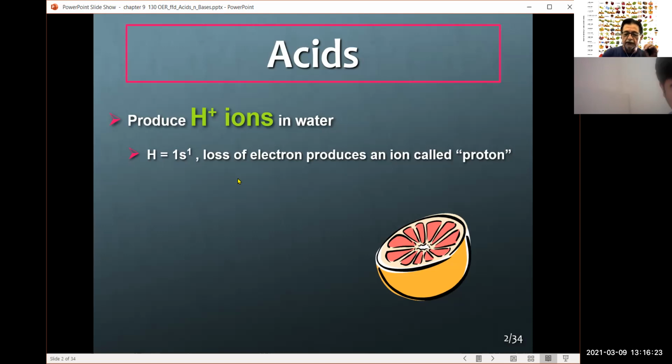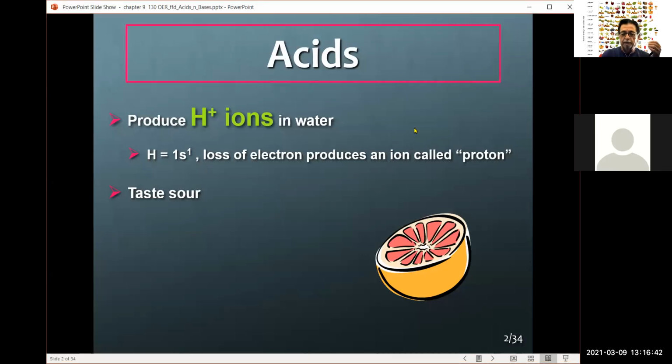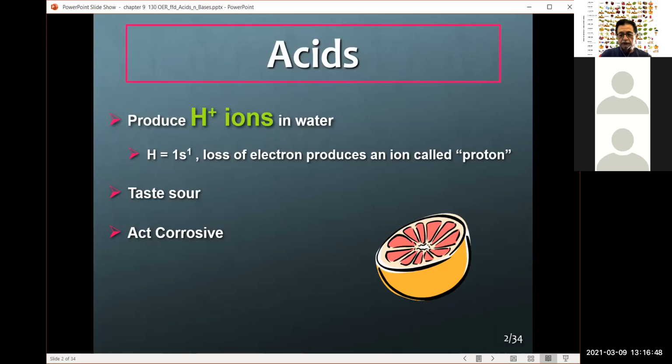Some of the things about acids: a very sour taste. Obviously, lemons have a sour taste. Even if you're not feeling right and you happen to regurgitate some of your stomach acid, it's very sour and actually burns in your esophagus. Acids are also very corrosive. They tend to react with metals and break them down.